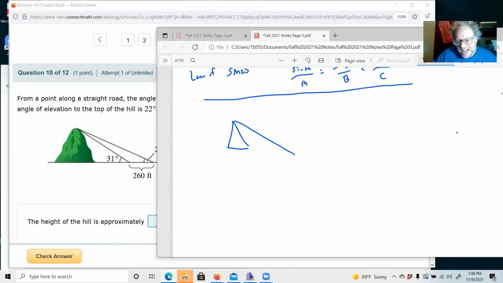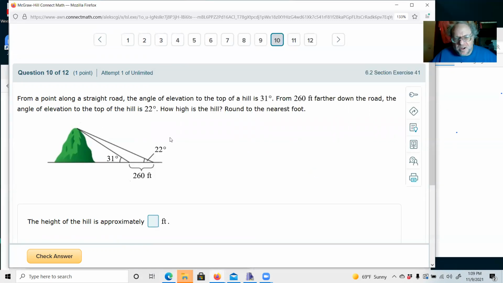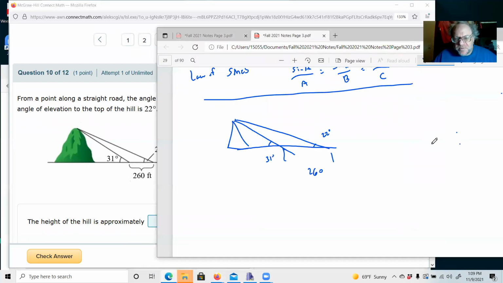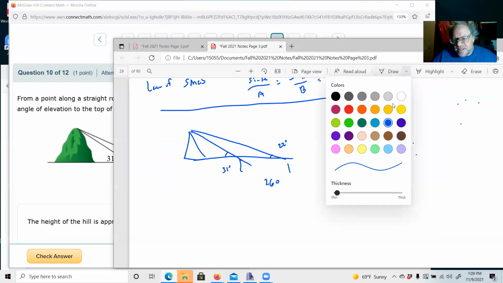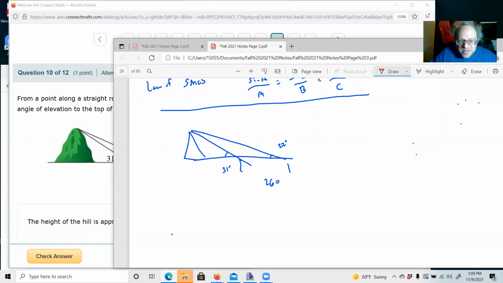All right, so we have 31 degrees, and then we have another spot here. This is 22 degrees, and then this spot here, this is 260 feet. So what we'd really like to do is set things up to get a law of sines problem going, because we know we're in the law of sines problems. How high is the hill? That's what we really want to know. We really want to know what that is.